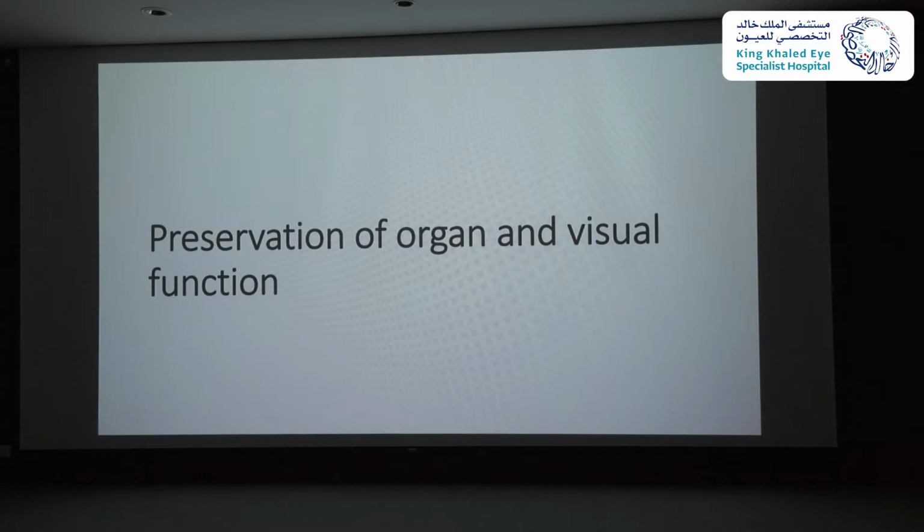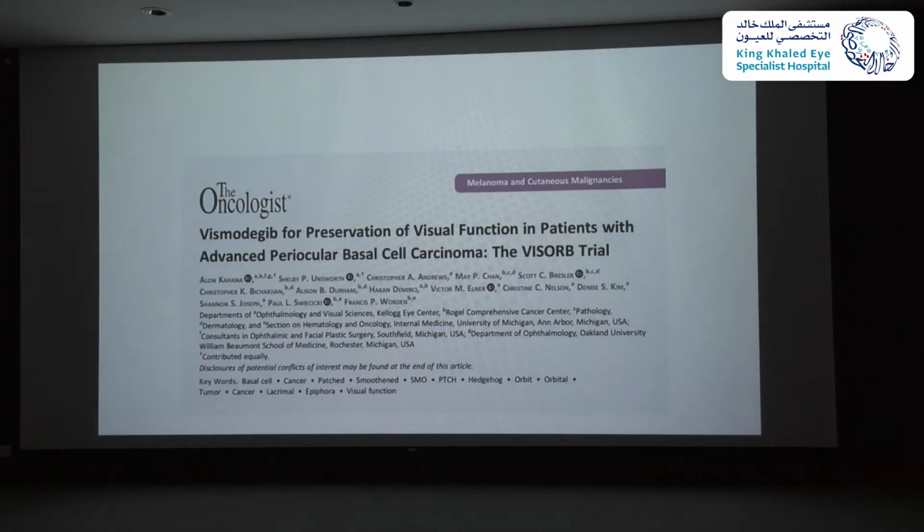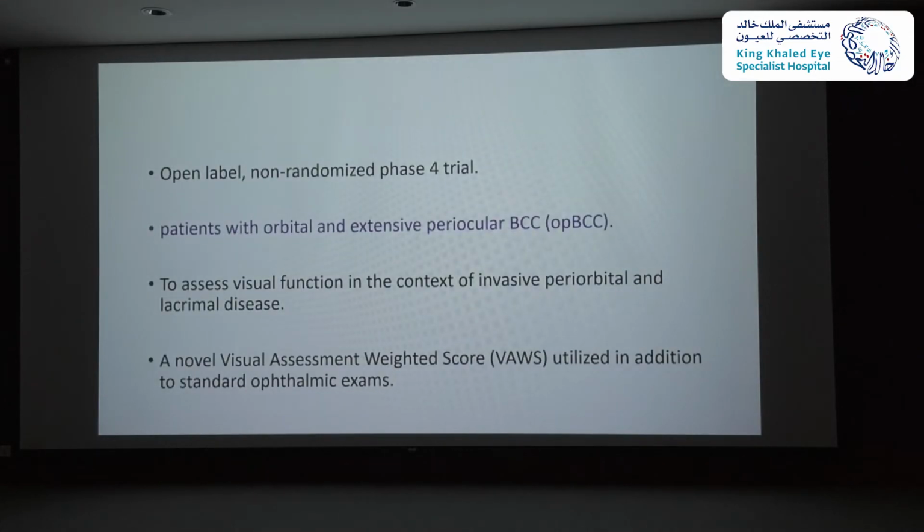They did a study about the preservation of the organ and visual function. So if this is our main outcome, does it work or not? Most of us want to avoid orbital exenteration for patients with advanced basal cell carcinoma. This study was published, I think, 2020 or 2021. They called it the VISORB trial, or Vismodegib for preservation of visual function in patients with advanced periocular basal cell carcinoma, by Kahana and his group. It was an open label, non-randomized, phase 4 trial. They included patients with orbital or extensive periocular basal cell carcinoma. They wanted to assess the visual function in context of invasive periorbital lacrimal disease.